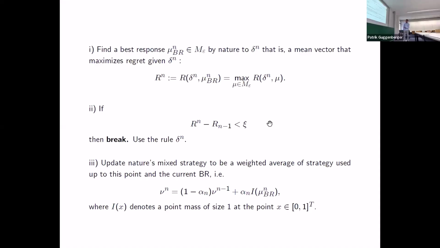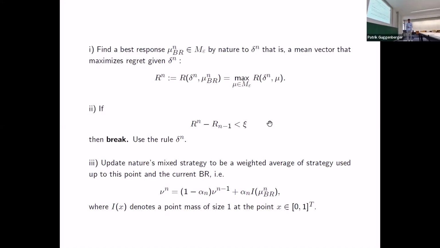Okay, otherwise, if this condition is not met, then nature updates its mixed strategy by including that best response that was just calculated, updating its current mixed strategy. Okay, so it downweighs slightly the current mixed strategy and includes the best response.